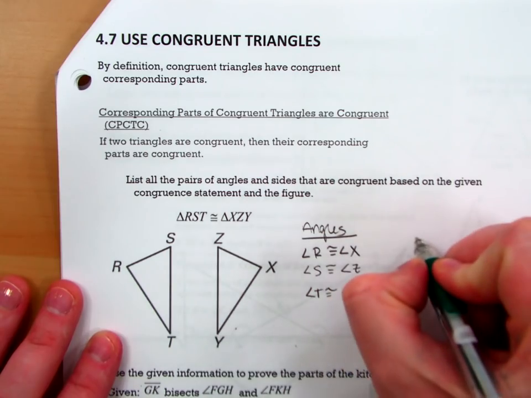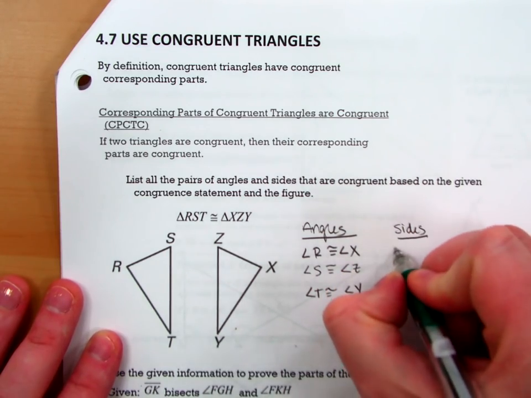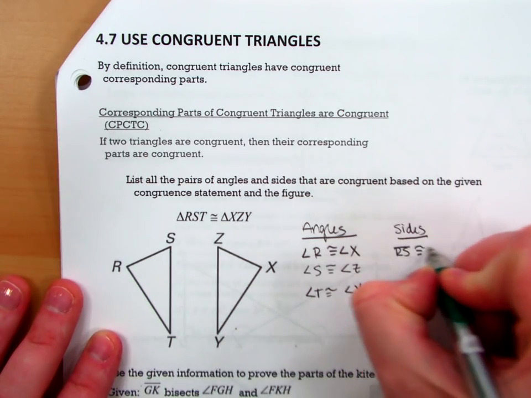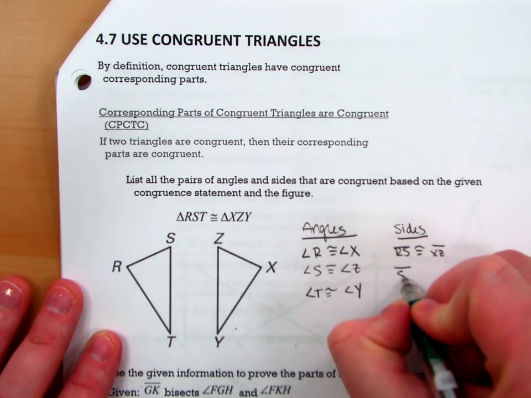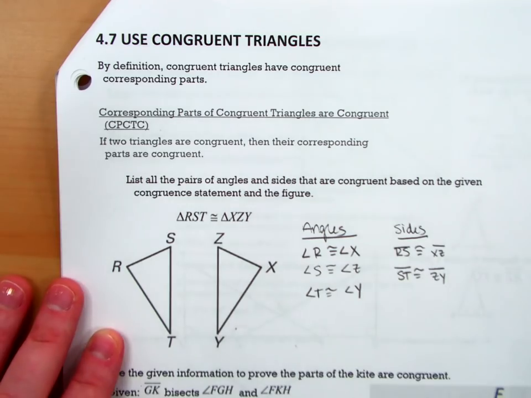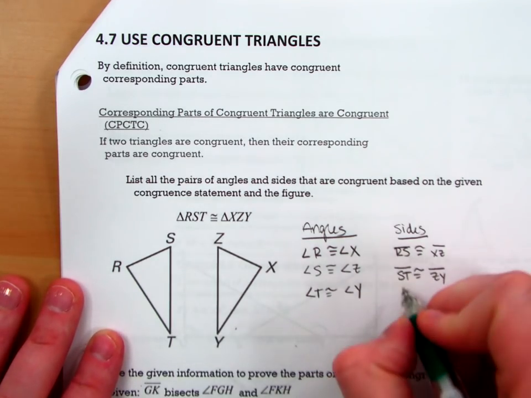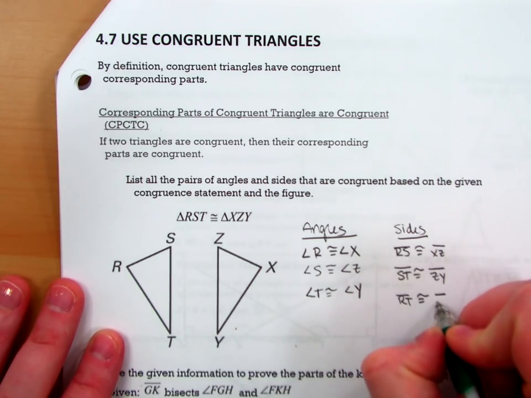And then if you do sides, segment RS is congruent to segment XZ. Segment ST is congruent to segment ZY. And segment RT is congruent to segment XY.